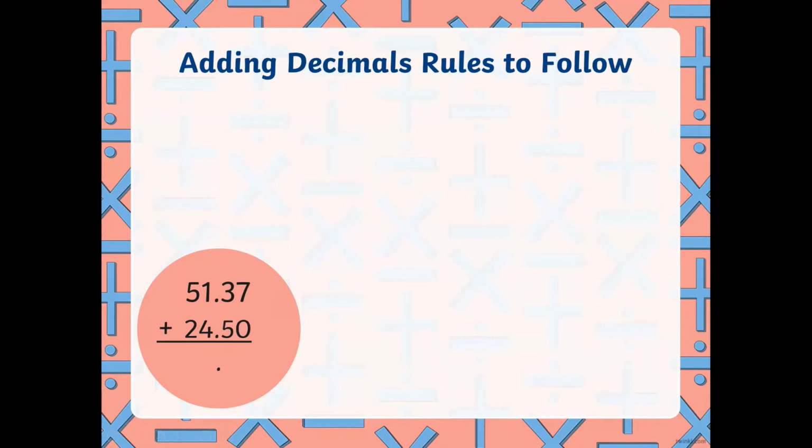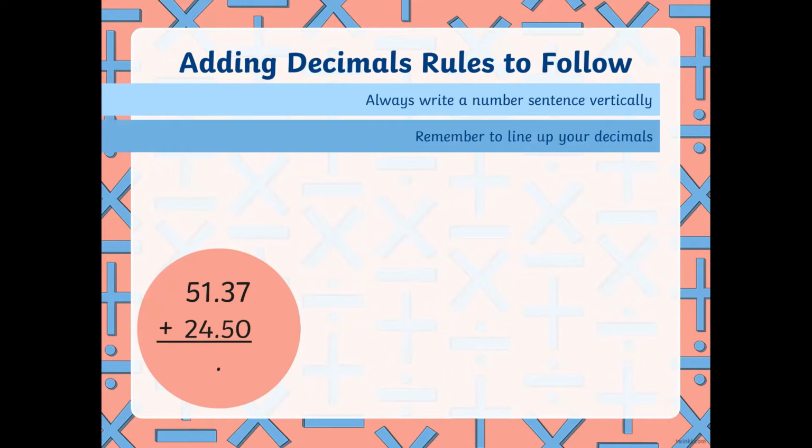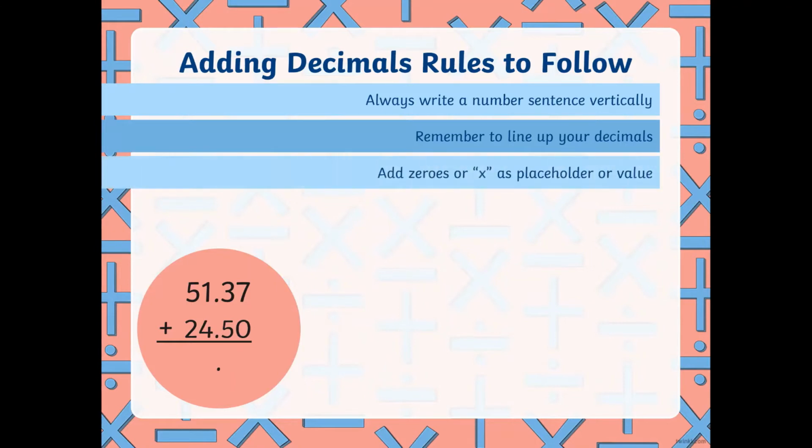Okay, so I think we know all of these already, but I'd like for someone to read these blue highlights that come across the screen here. Can someone out there read here for us? Always write a number sentence vertically. Keep going. Remember to line up your decimals. Add zeros or X as placeholder or value.